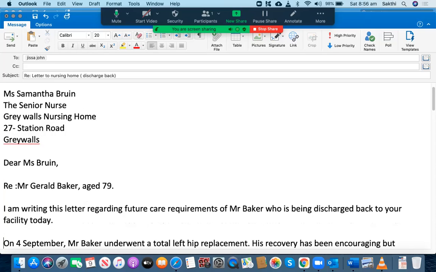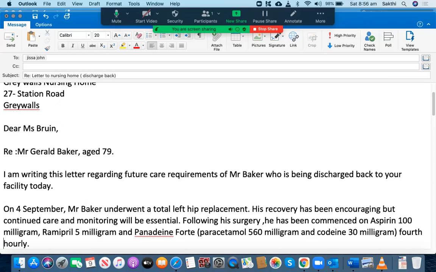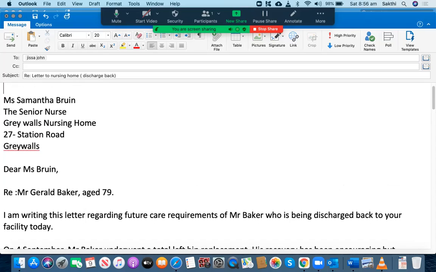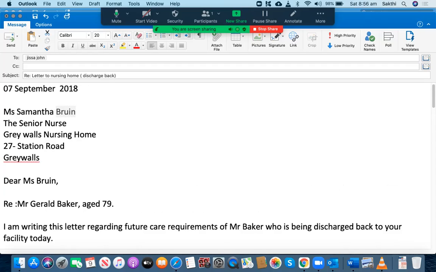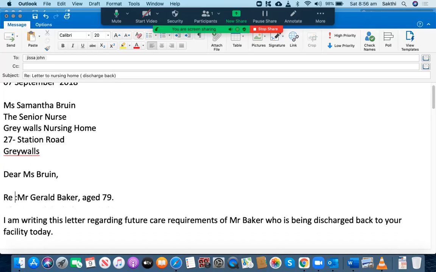And then the next one is the student has written down the salutation, if I go correctly, because we need to always use the surname of the addressee. Okay, we are going to definitely write a letter to an adult, so it's really recommended to write down the surname only. So that's the standard. Okay, and then she has written down the reference details of the patient, that is Mr. Gerald Baker, aged 79. That's good.